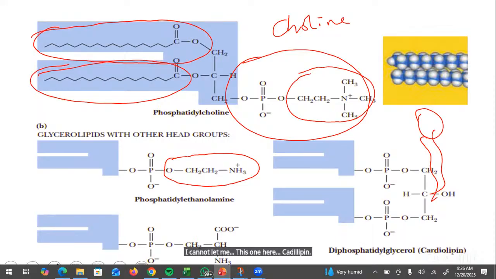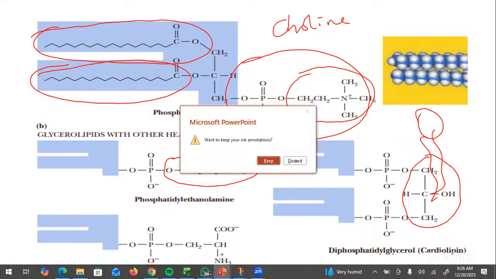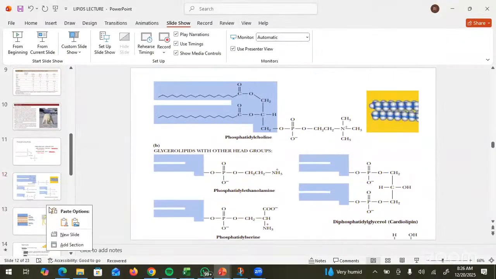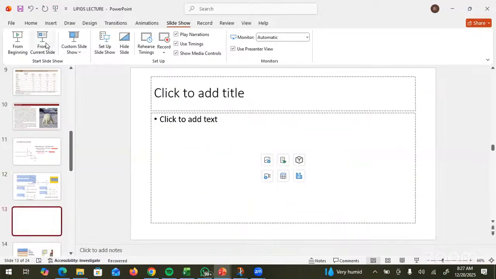This one here, cardiolipin, is a phospholipid that is typically found in heart muscles. So we have phosphatidylcholine, phosphatidylethanolamine, and phosphatidylserine, where serine is the alcohol group attached to the phosphate group. So we have something like this.